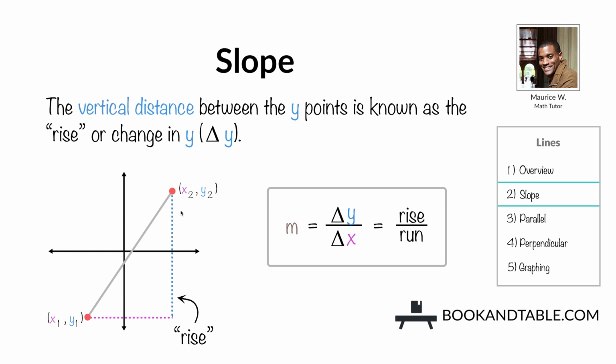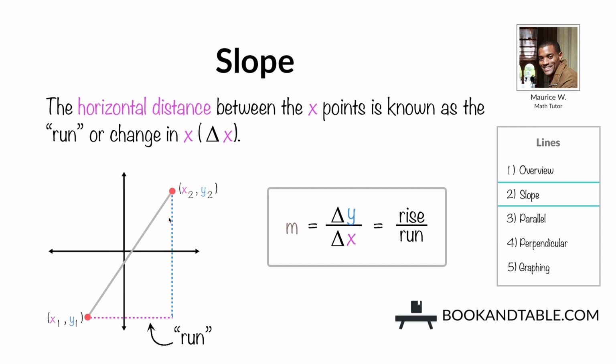Well, the vertical distance between the y points is also known as the rise or the change in y. So we're moving from this y value to this y value. That distance is how much we are rising. The horizontal distance between the x points is known as the run or change in x, the delta x also. So the run is how far our x point here is from our x point here. That's the horizontal distance. And again, together, the change in y over the change in x gives us the steepness of the line, which is also known as the slope.